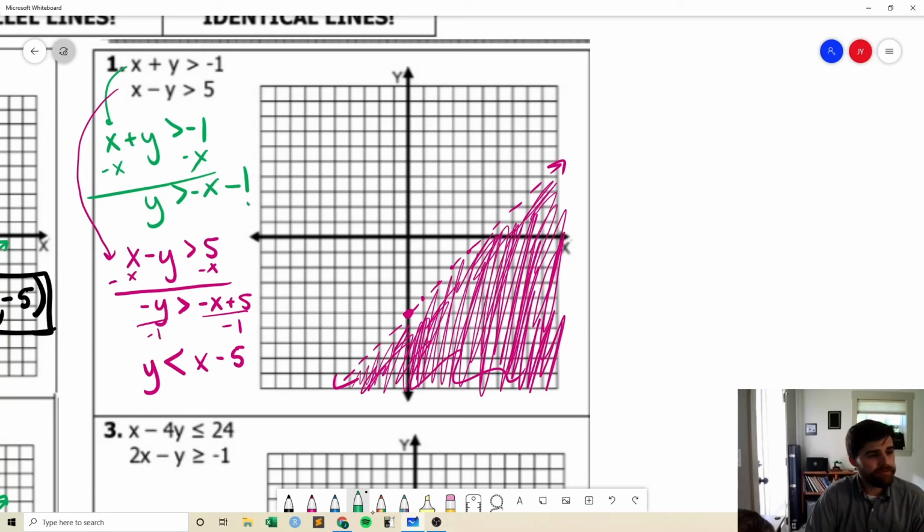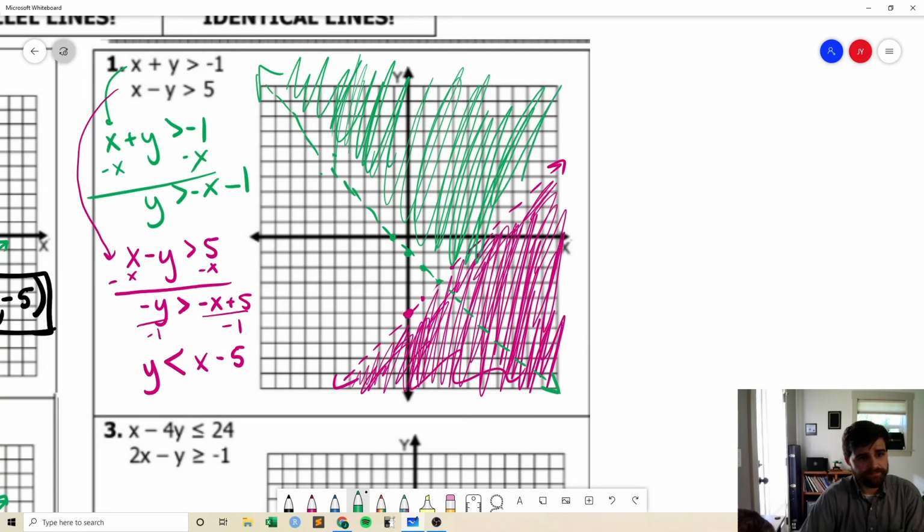Okay, and let's do the green one as well. So I've got -1 as my y-intercept and a slope of -1. So down 1, run 1. Okay, and again we need a dashed line because we don't have the or equal to. If I were doing this on paper, I'd use a straight edge and my lines wouldn't be so bad here. Okay, this time y is greater than, so we're shading above this line. I know it's a little sloppy, but that's about as good as I can do using this little pad.